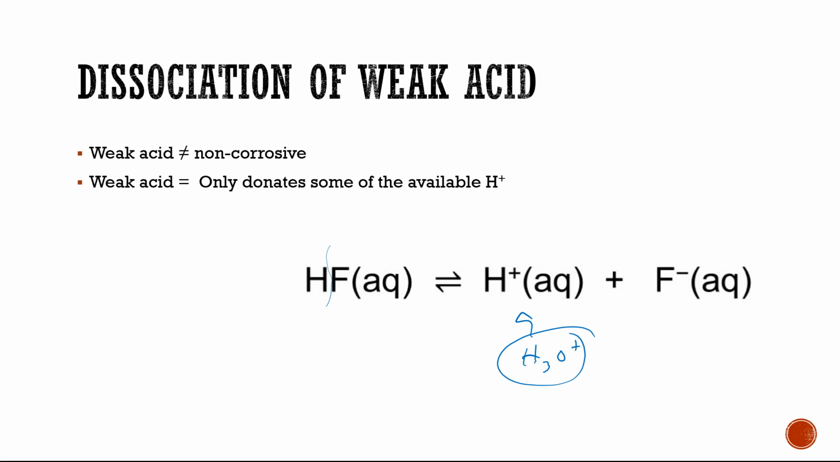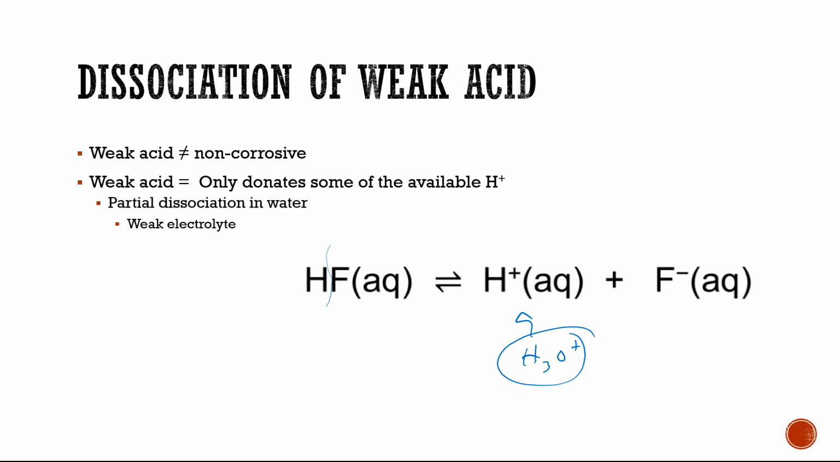But again, weak acid does not mean highly corrosive. Strong acid does not mean highly corrosive. The corrosivity is a different property, and it's not implied in the word strong or in the word weak. A weak acid might be highly corrosive. A weak acid might also be non-corrosive. So when we say weak acid, we're talking about only some of the available hydrogen or protons being donated. We call that partial dissociation, and we create a weak electrolyte.